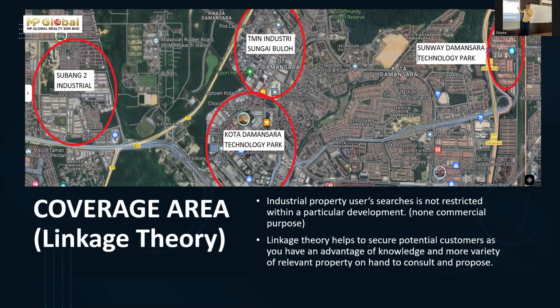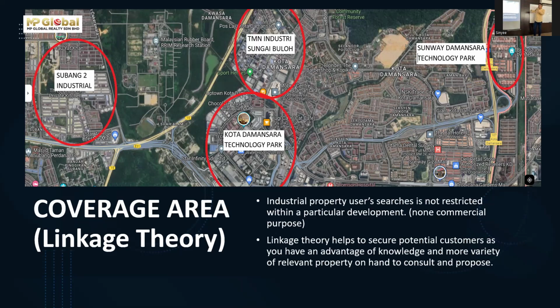When you have something here, proposing is not hard. That's why I call this the linkage theory. It's in the same area, you can see the access. It's all linking. An industrial factory client is different from a commercial one.